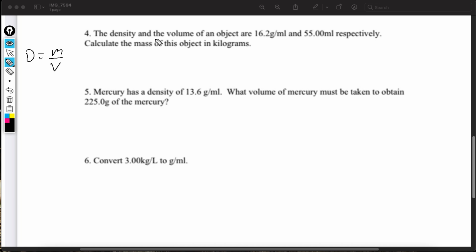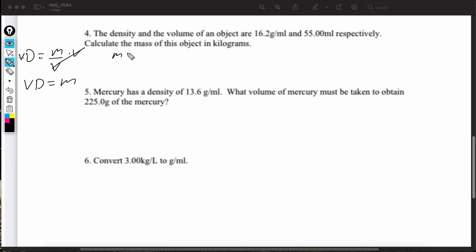The density and the volume of an object are, okay, gotcha, 16.2 grams per milliliter and 55 milliliters respectively. Sorry, I'm dyslexic. Calculate the mass of this object in kilograms. So all we're doing right now, we need to find the mass. Once again, we do our little magic. Multiply V times both sides. Now we got VD is equal to M.